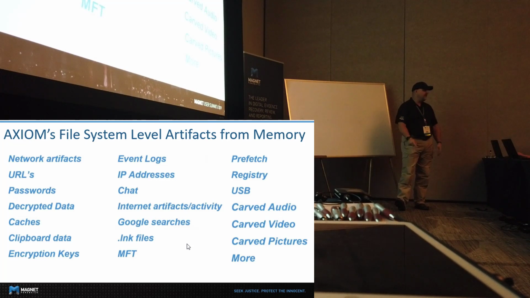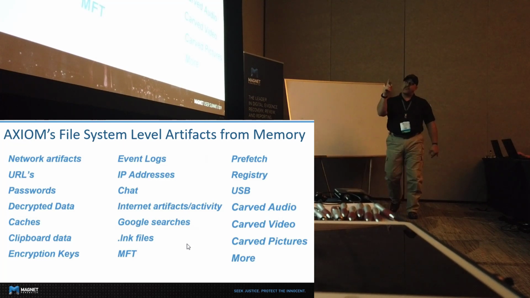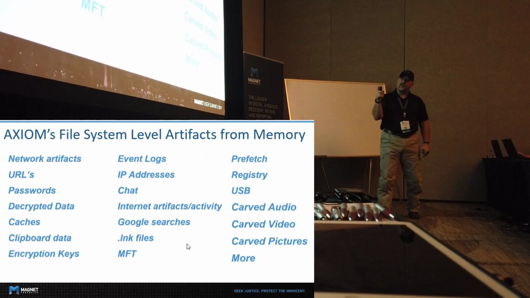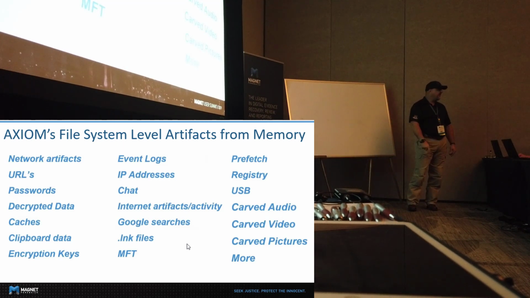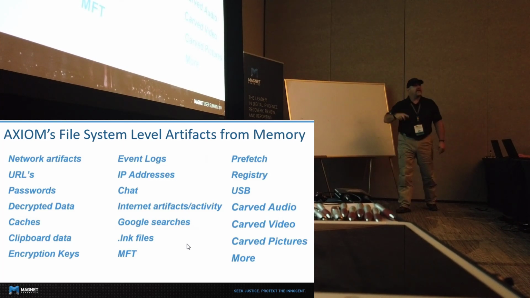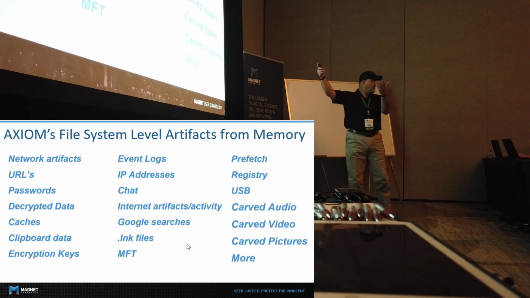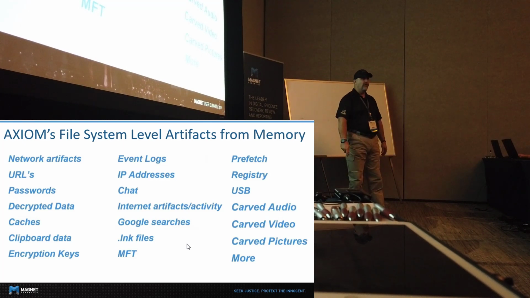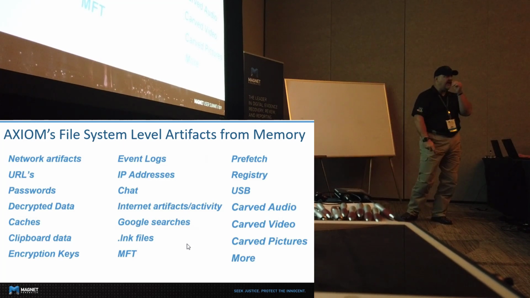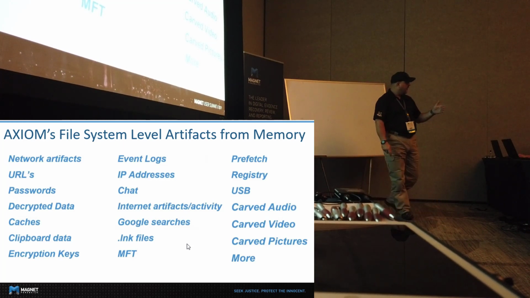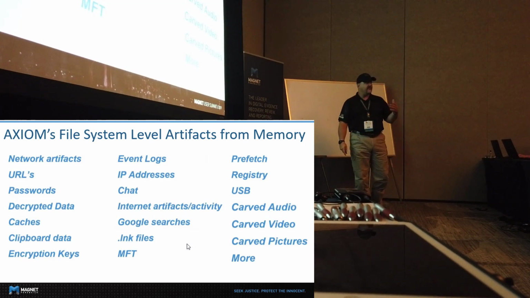Some of the things, there's a ton of others you're going to see in a few minutes. Network artifacts, URLs, passwords, decrypted data, caches, clipboard data, encryption keys, event logs, IP addresses, chat, internet history, Google searches, link files. This looks like I'm investigating a hard drive, doesn't it? What can you find in RAM? Anything and everything. Anything that's on a hard drive, anything that's from the internet, you can find in RAM. So this is really not an accurate chart. It's just a talking point, just scratching the surface. Anything I can find on a computer hard drive, I can find in memory as well.